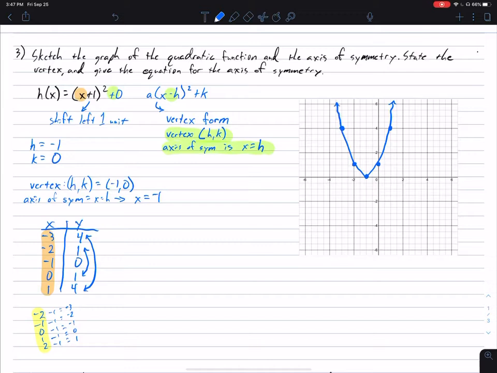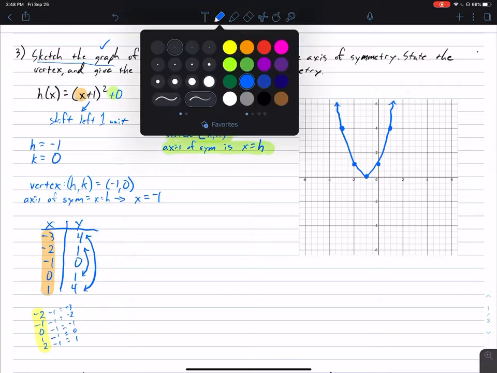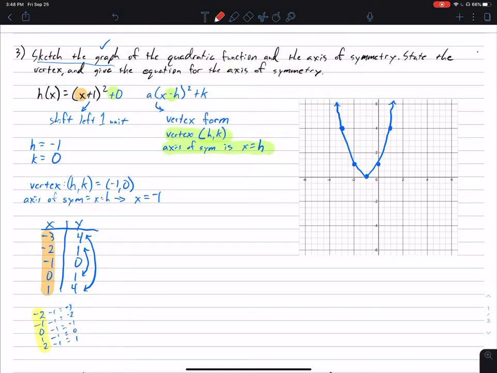Remember that it's squared, so it should look like a parabola. All right, so sketch the graph, we can check that off. And the axis of symmetry. Your axis of symmetry is x equals h. We said this right here. So again, this is my axis of symmetry. So right where x is equal to -1 is right here.